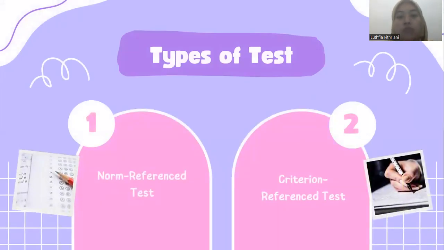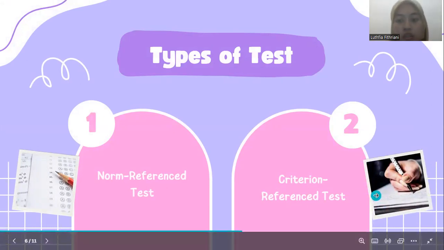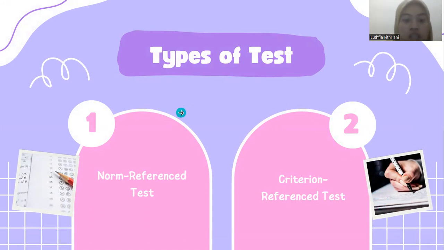Next, we have types of tests. So there are two types of tests, norm-referenced test and criterion-referenced test. A norm-referenced test is a type of test that assesses the student's ability and performance against other students. The purpose of this test is to measure how much a student knows compared to another student.